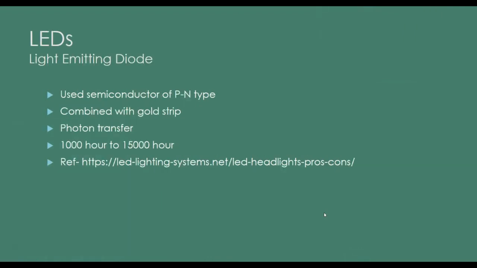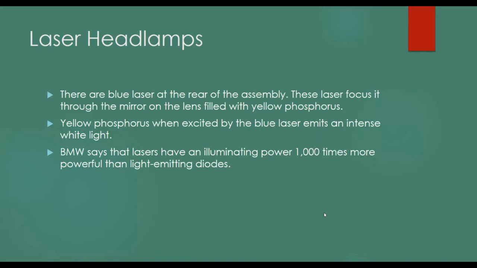Coming to the LEDs, how do LEDs function? LEDs use P and N type semiconductors that are held together by a gold or silver strip. When electrons are transferred from the N type to the P type semiconductor, a photon is emitted, and that produces light. It is said that LEDs have more life than the normal tungsten bulb. If the tungsten bulb has 1,000 hours of life, then the LEDs can produce light up to 15,000 hours without malfunctioning.